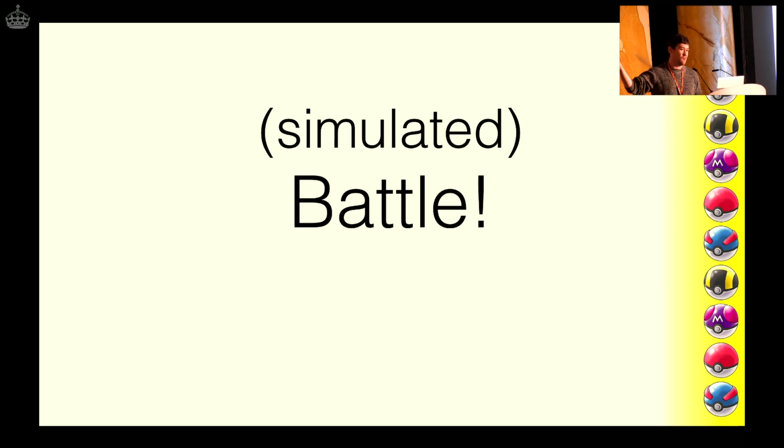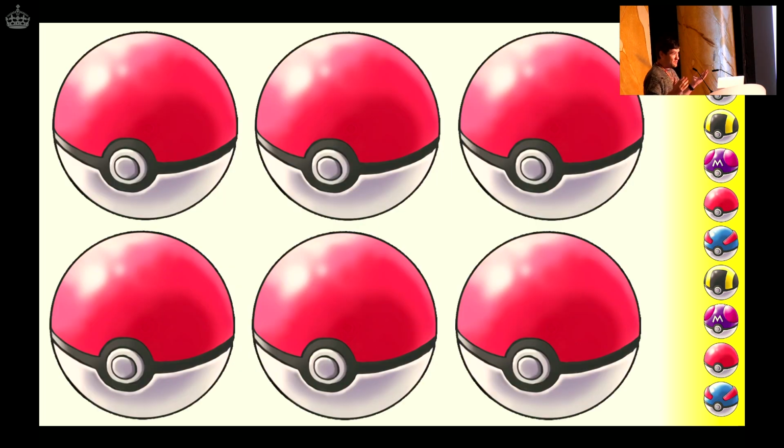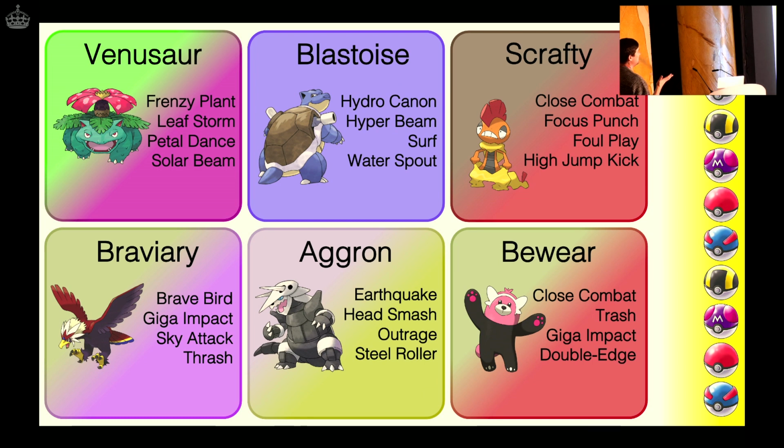I'm going to generate 1,000 random teams, and for each of my optimal teams, I'm going to battle them against all the 1,000 teams and just count how many times they won. When I do that, I get a graph like this. My x-axis is that weight, which just represents different teams, and my y-axis is the proportion of teams they won against. I'm just going to choose the team which won the most times. And that team is this team: Venusaur, Blastoise, Scrafty, Braviary, Aggron, and Bewear, with a particular set of 4 moves each.